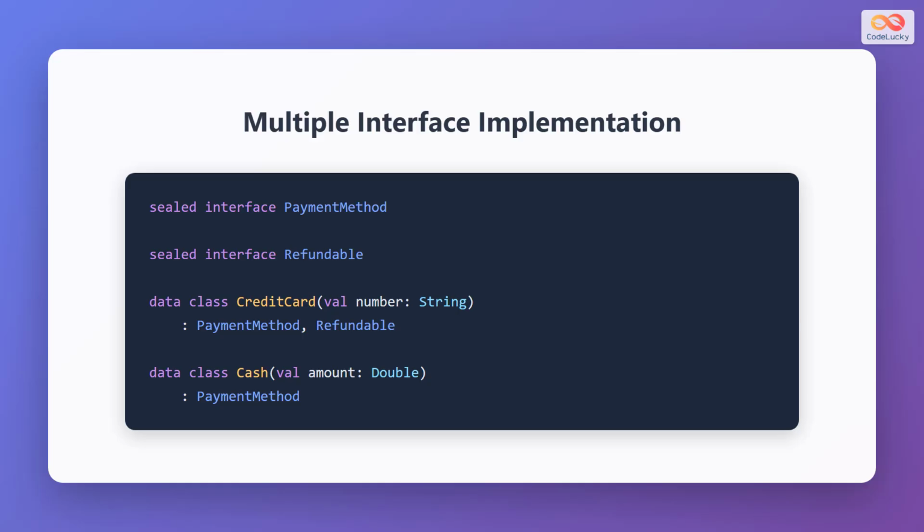Here's a practical example of multiple interface implementation. We define two sealed interfaces, PaymentMethod and Refundable. The CreditCard data class implements both interfaces, indicating it's both a payment method and can be refunded. The Cash data class only implements PaymentMethod, showing that cash payments cannot be refunded. This demonstrates how sealed interfaces provide more flexibility than sealed classes, allowing you to compose behaviors from multiple type hierarchies.